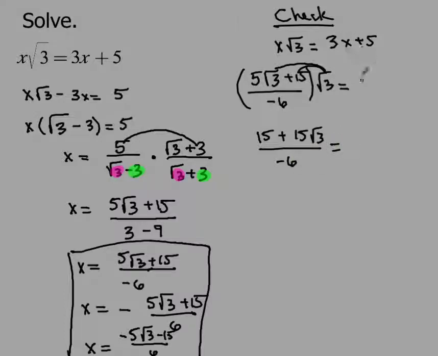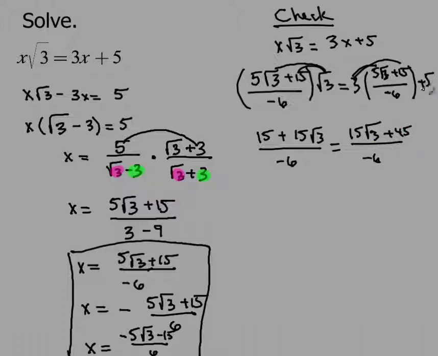So on the right side, same thing. I'm going to take a 3, and this time for x I'm going to put in 5 square root of 3 plus 15, all that over negative 6, and then don't forget this plus 5 over there. Now if we distribute the 3 to each one of those two terms, I will have 15 square root of 3. Ooh, I like that because that kind of matches one on the other side. And then 3 times 15 gives me 45. So plus 45, all of that over negative 6. And then don't forget, we still have our lonely little plus 5 out there.